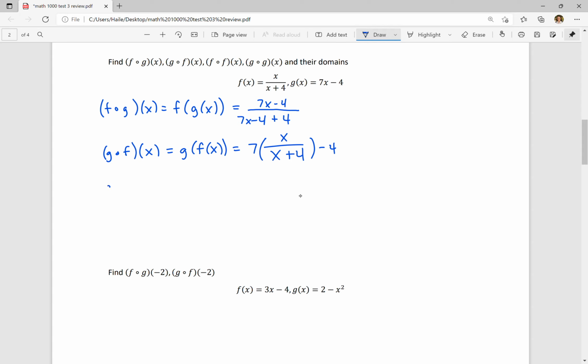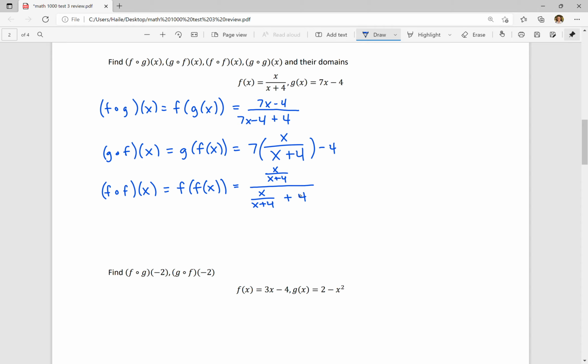Now for f of f of x, we want to plug f into itself. So we can imagine it like this. And what this will give us is something extremely complicated. So we know we're going to have a big fraction. On the top we have an x, so we're going to rewrite the function f in place of that x. And on the bottom we have an x, so we're going to rewrite f again, and then a plus 4. So this would be f of f of x.